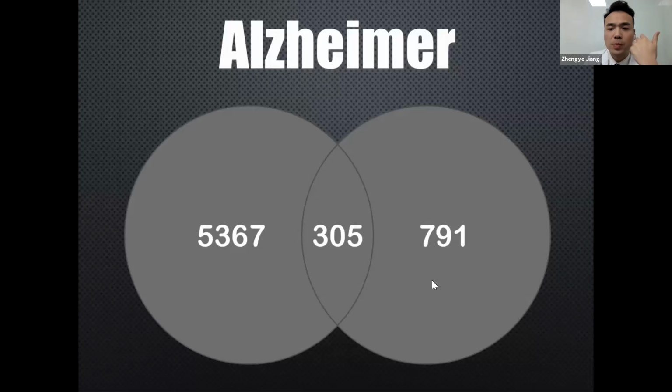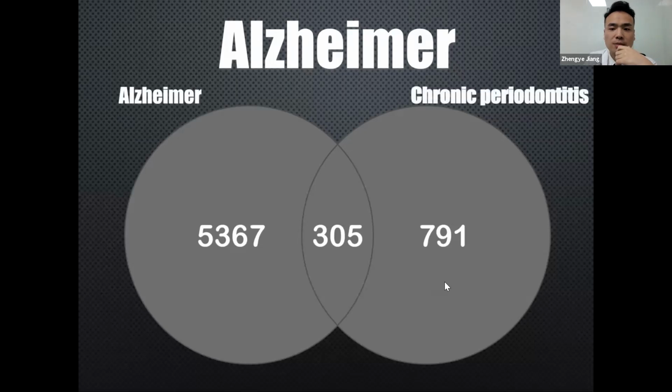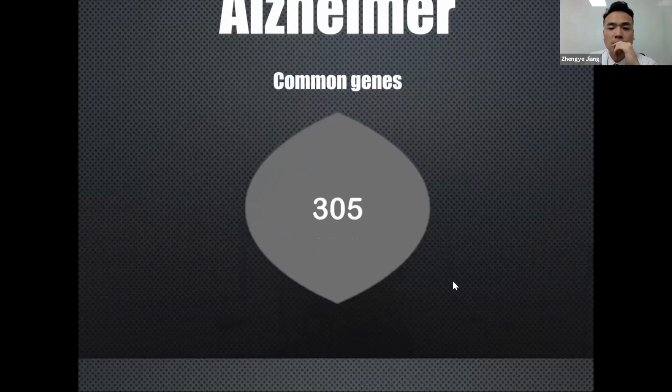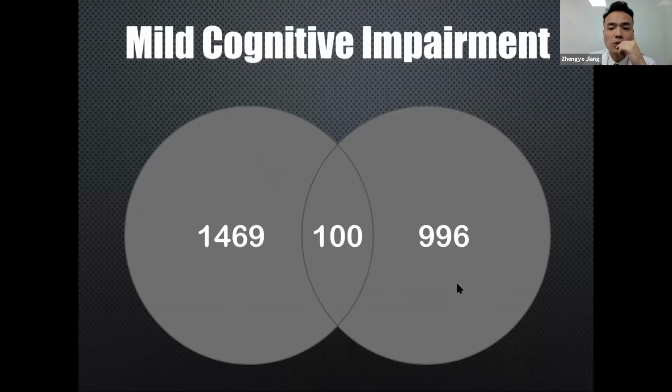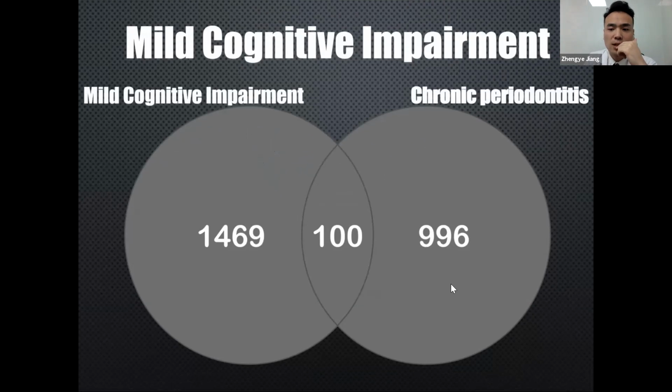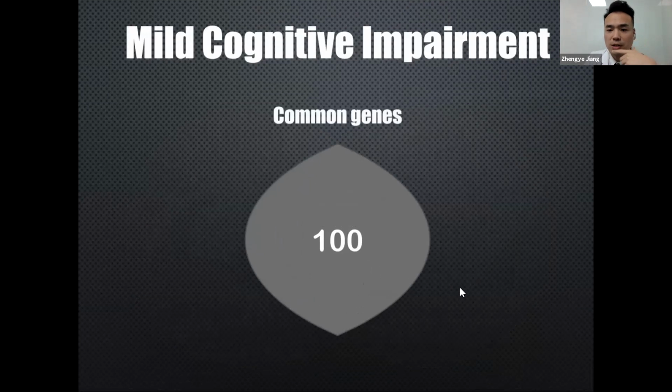We chose common genes between the AD and chronic periodontitis gene sets. We got 305 genes. And we chose common genes between the MCI and chronic periodontitis gene sets. We got 100 genes.